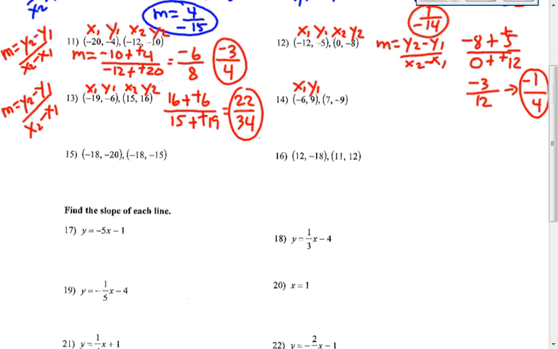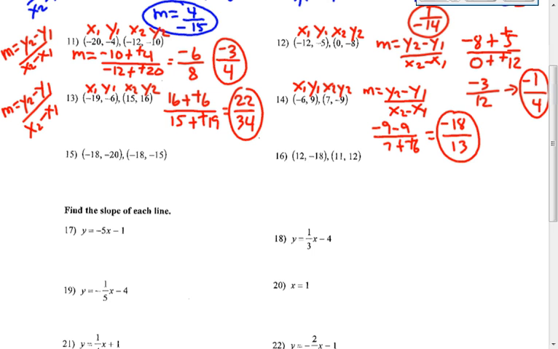Another one, x1, y1, x2, y2. M equals y2 minus y1 over x2 minus x1. You have negative 9 minus 9. You have 7 minus a negative 6. And that becomes a positive. Negative 9 minus 9 is not 0. It's negative 18 over 13, 7 plus 6. And that's your answer.